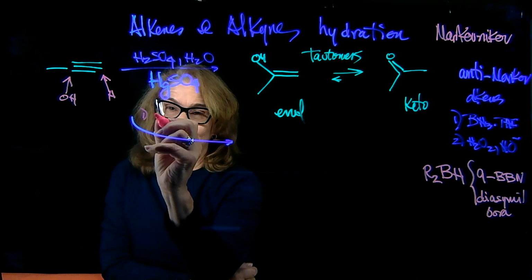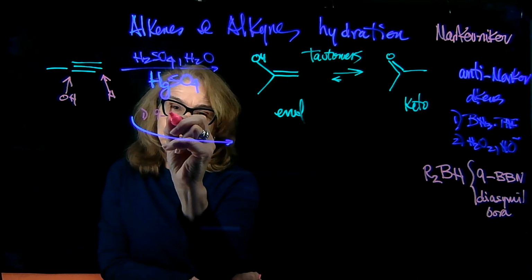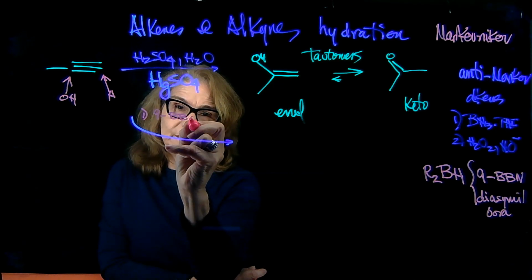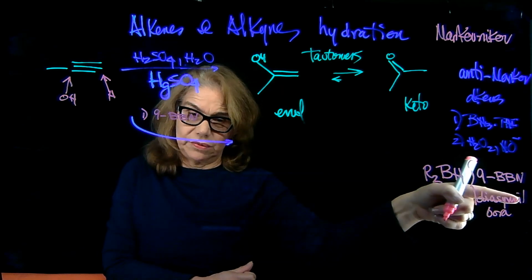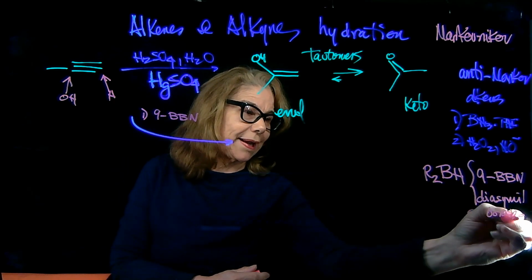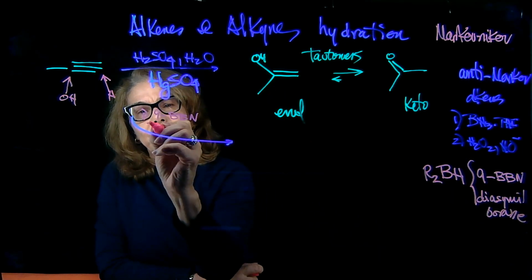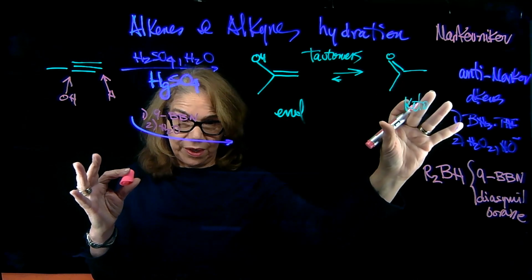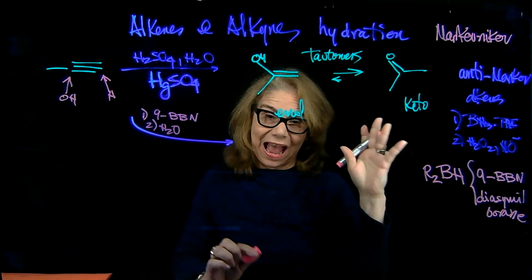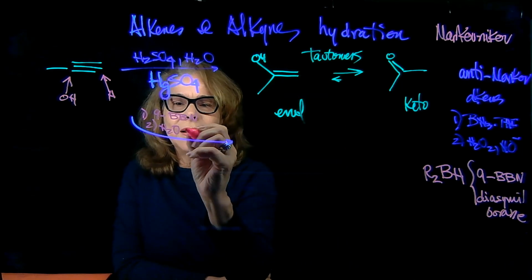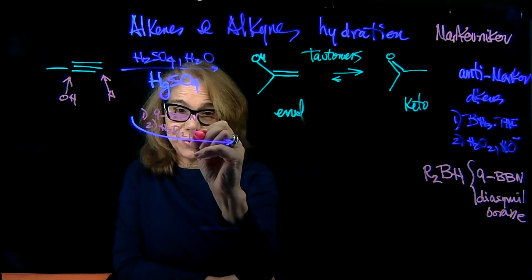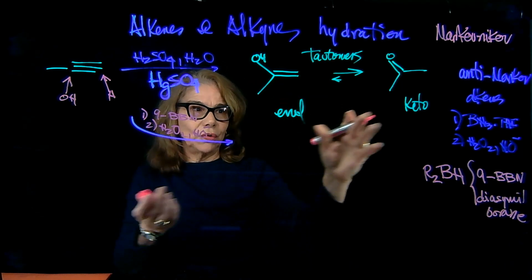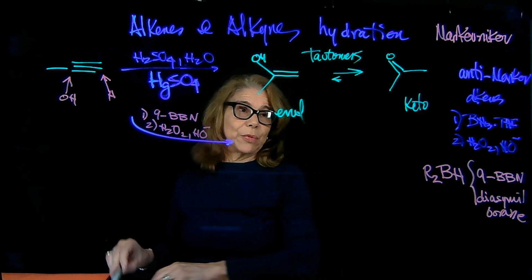As an example, let's write 9-BBN, but it could be this in general. This is another borane, right? So hydroboration, oxidation. Again, notice that when we have those boranes, you're going to have the anti-Markovnikov product. So to draw the product, you're going to follow the same strategy.